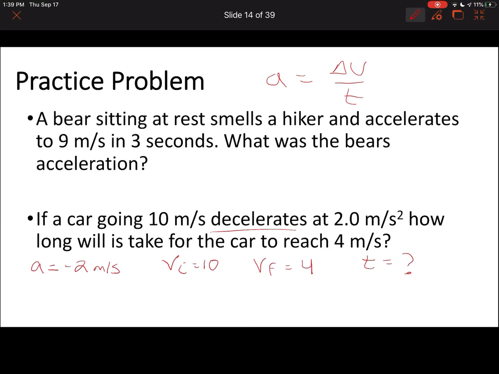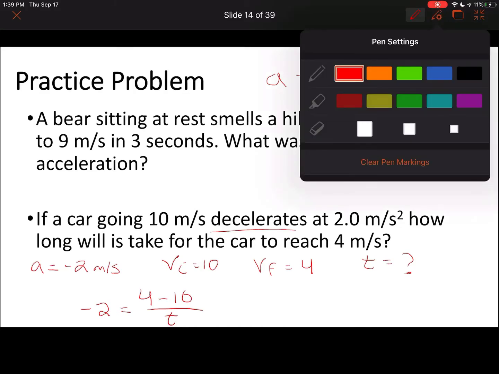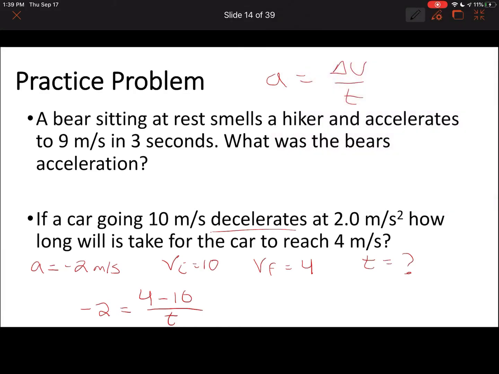Now let's plug these things into my equation. a is equal to negative 2. Delta v is final minus initial over t. Can I solve this equation now for t? I'm just plugging things in. I want to figure out what is t. I absolutely can. And the thing to remember here is that you need to get t out of the denominator.